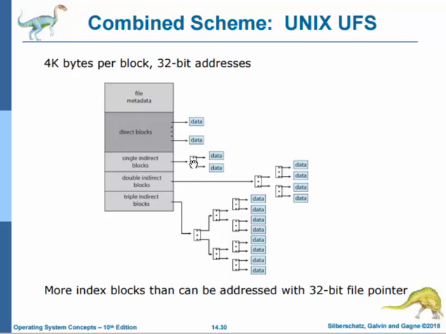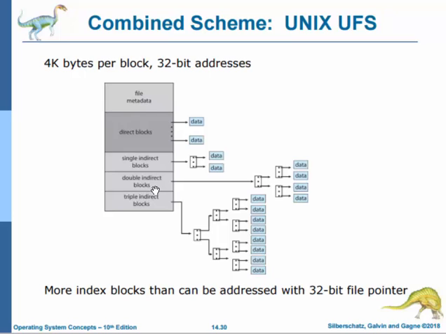And the next 3 pointers point to the indirect blocks. The first points to a single indirect block, which is an index block containing not data but the address of the blocks that do contain the data. And the second points to a double indirect block. Okay, so we have the single, the double, and the triple indirect blocks here.